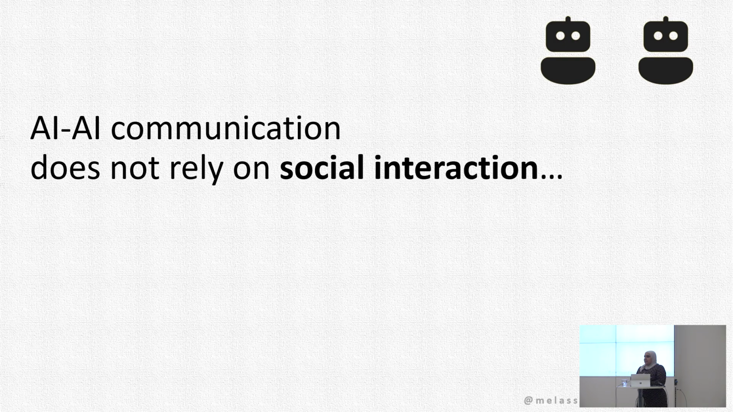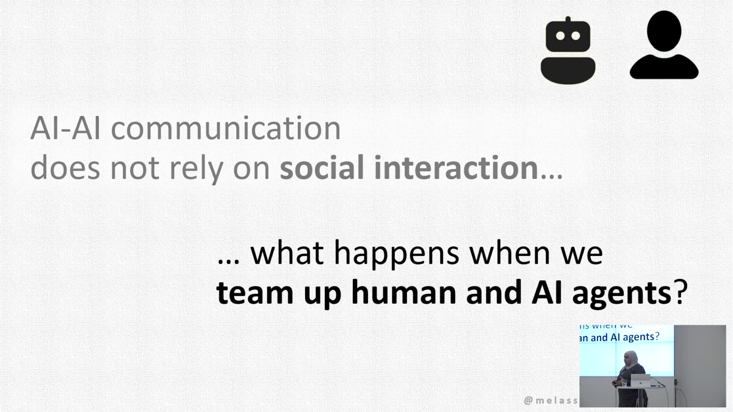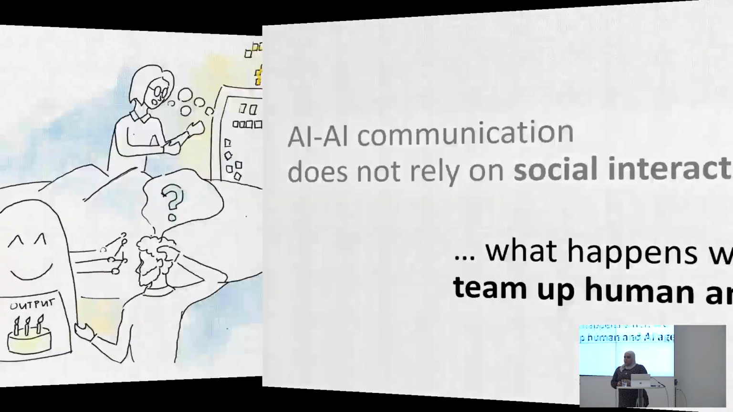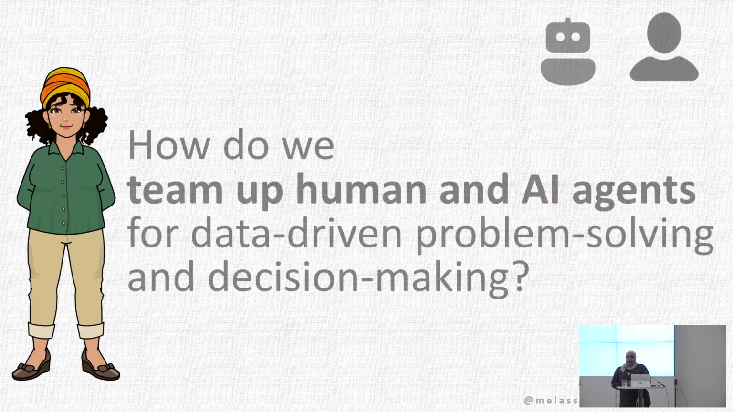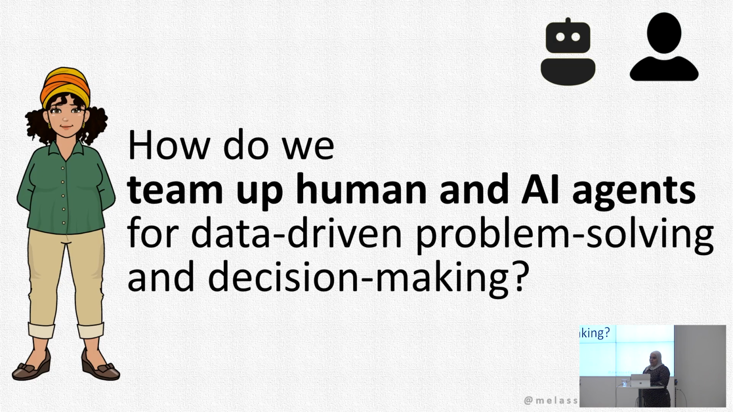So now, say that we've experienced that some of the humans are doing the job really well, and some of the AI models are also doing a really decent job, and we want to bring them together. If we do that without any further approaches to bridge the gap in communication, we will actually end up with a lot of confusion and miscommunication. So one of the questions that I kept asking myself over the years is, how do we team up humans and AI agents to do efficient data-driven problem solving and decision making?